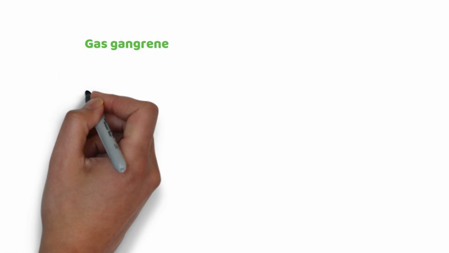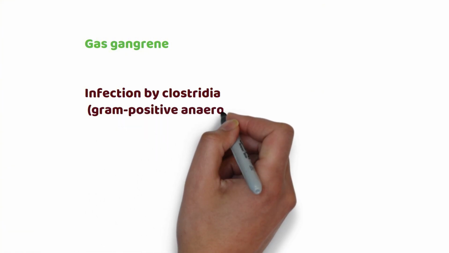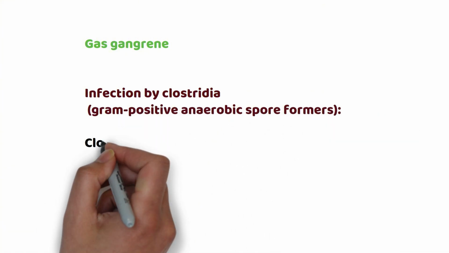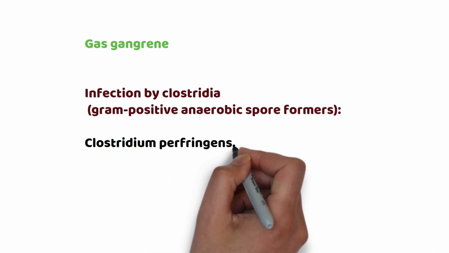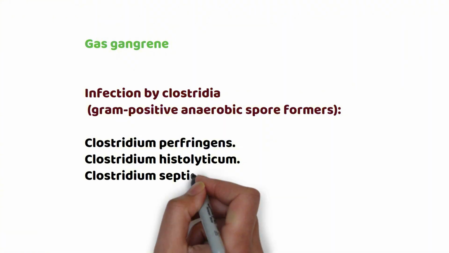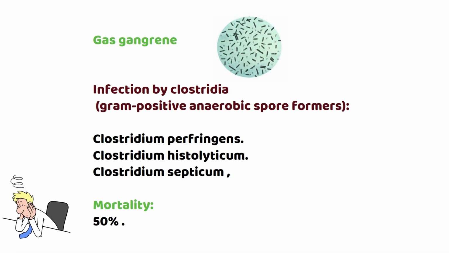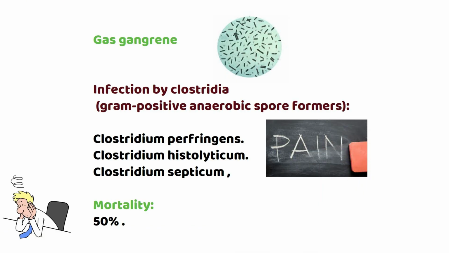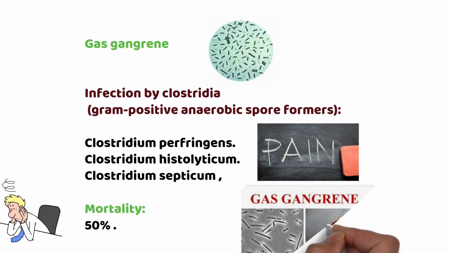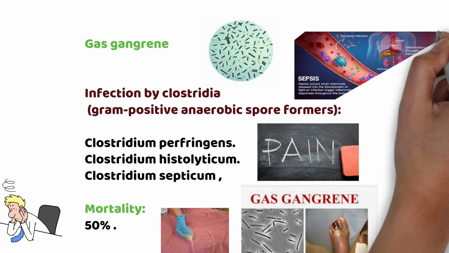Gas gangrene. Definition: infection by Clostridia, gram-positive anaerobic spore formers. Clostridium perfringens, Clostridium histolyticum, Clostridium septicum. Mortality 50%. Symptoms: extreme pain in the area of the wound. Skin emphysema, crepitation, crackling. Drainages after surgery with bloody, foamy, foul-smelling secretion, mostly full picture of sepsis or even septic shock.